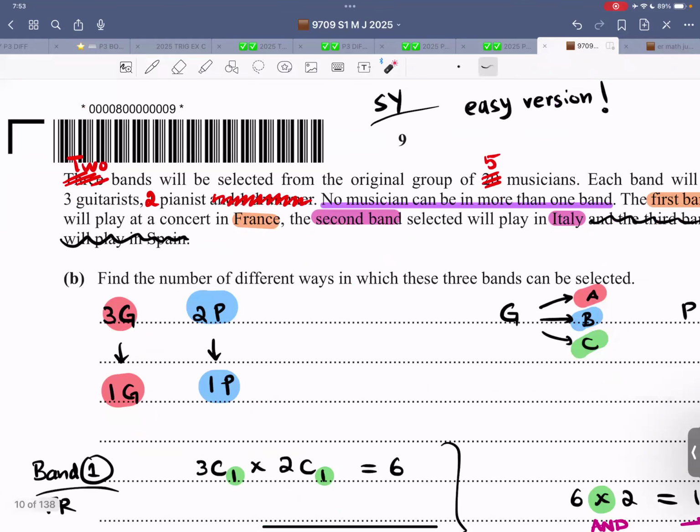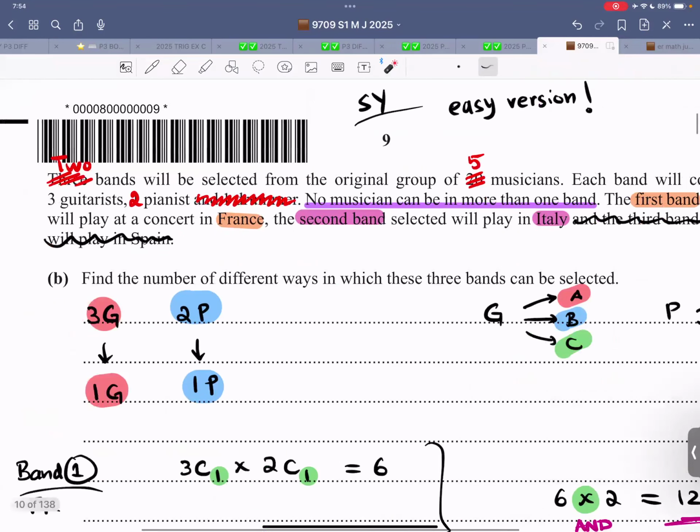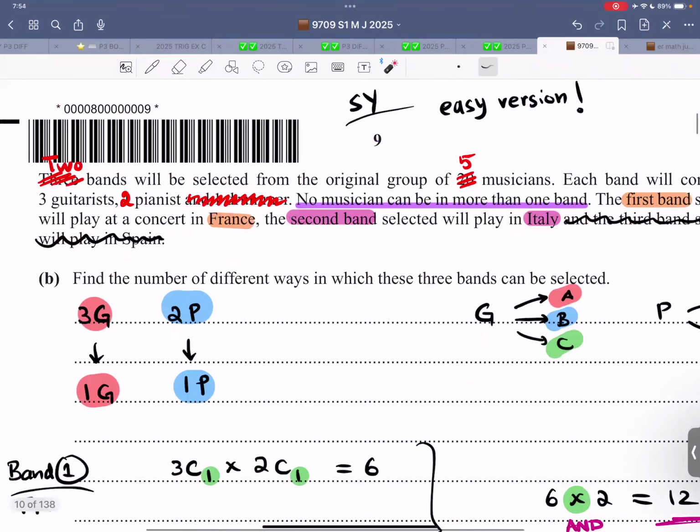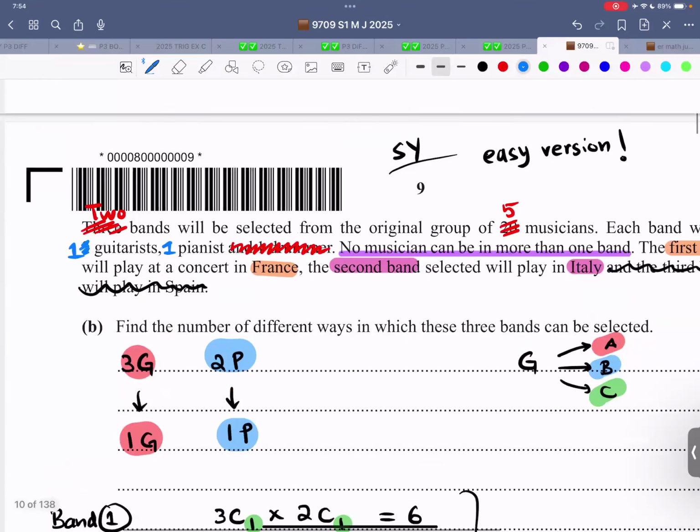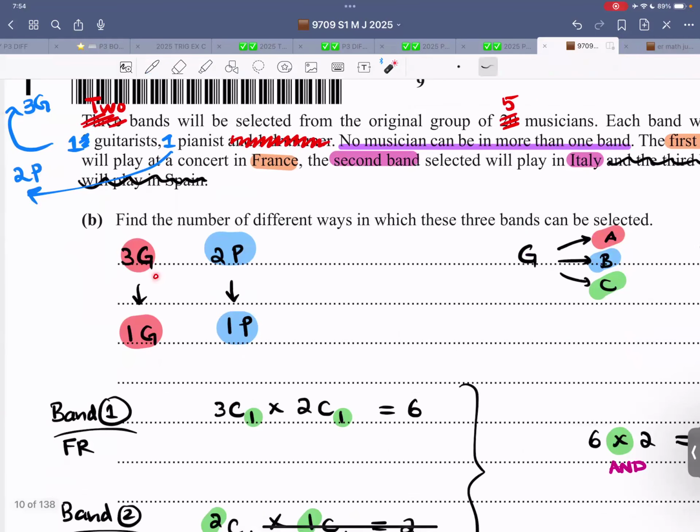Now let's say there are 3 guitarists. I need one. So now it is 1 and 1. 2 bands selected. Each band will consist of 3 guitarists, 2 pianists. So no, I'm changing this. Where is my eraser? There it is. So now over here, I'll be needing 1 guitarist out of 3, and 1 pianist out of 2 pianists. So that is the data that's written over here. 3 guitarists, I need 1, 2 pianists, I need 1.